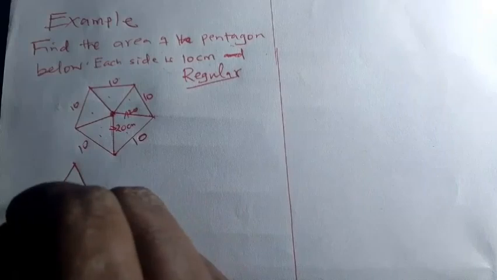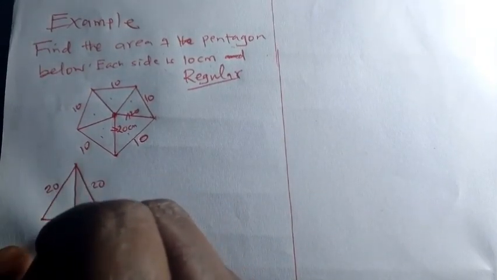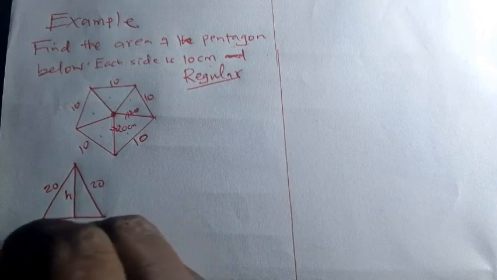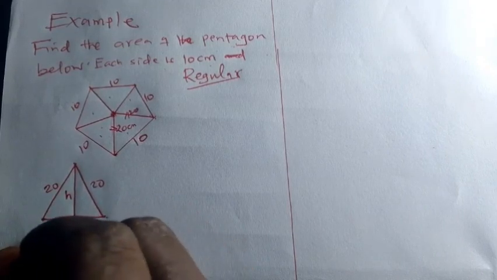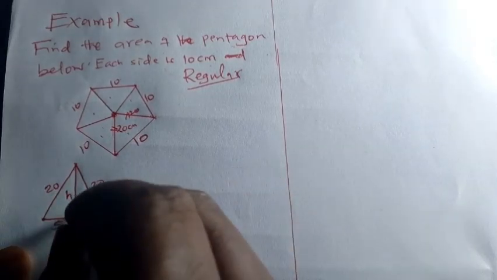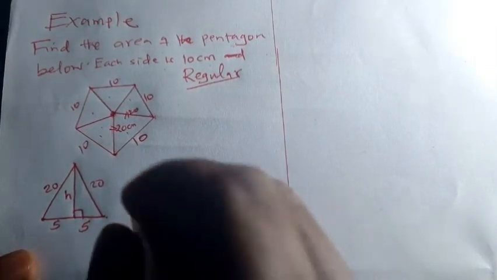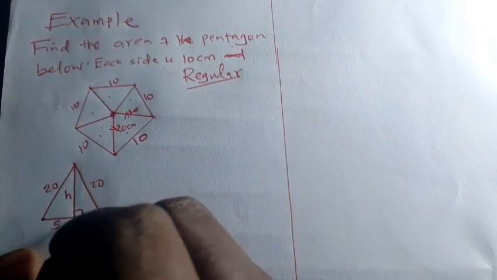So here is 20, here is 20. You need the height for you to calculate. So from here up to here is 10, therefore here is 5, here is 5. So what you need first is the height. You use Pythagoras theorem like I was explaining earlier. So here, this is 5, this is 20.